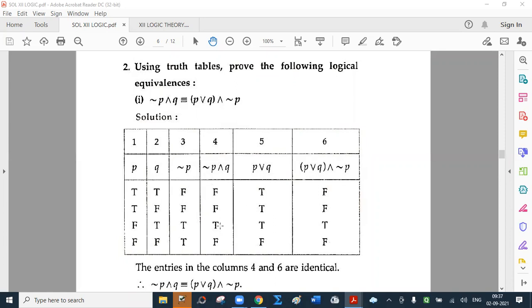Similarly, second F, true and true, true. And last one is false. P or Q, true, true, true, F. And finally, this is conjunction. So F, F, T, F.